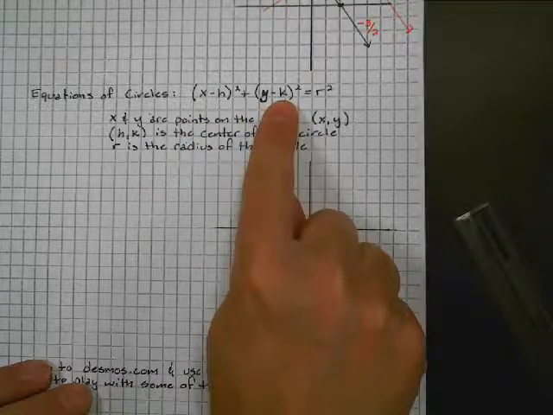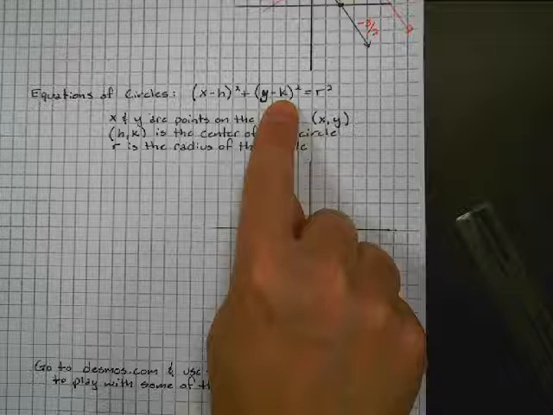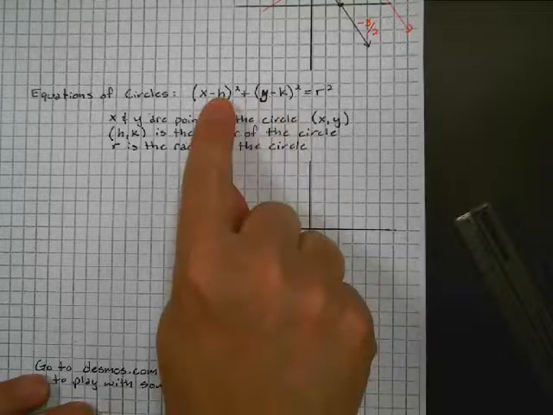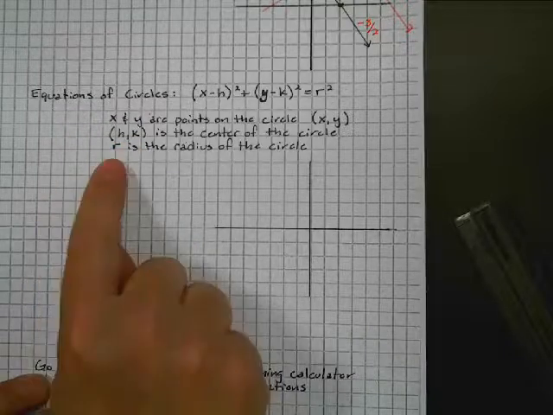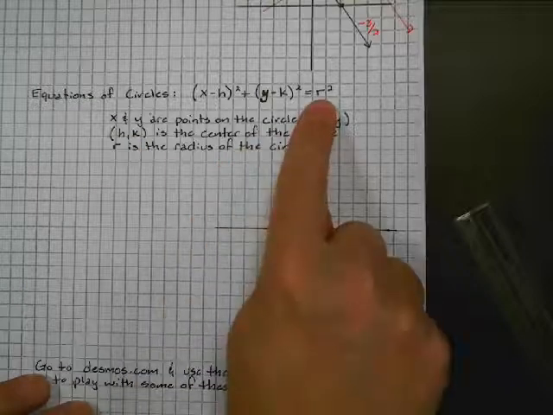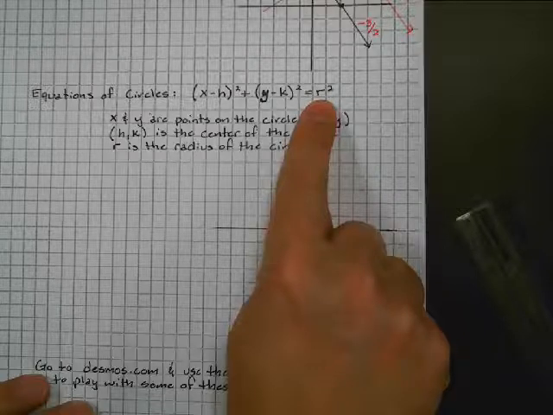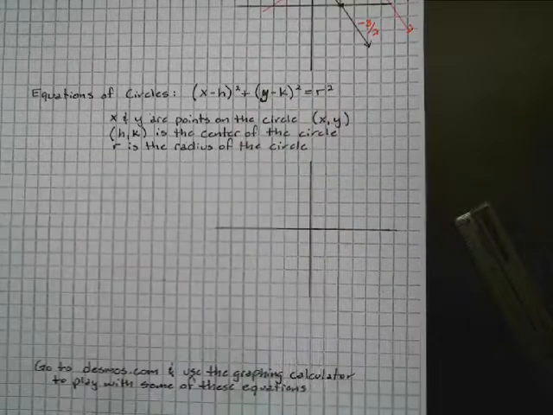So that means that if I've got a negative number here, it's actually positive in the center of the circle. We're going to see that in a second. Finally, r is the radius. So if I've got a number here, I would take the square root of it, and that would tell me what the radius of the circle is.